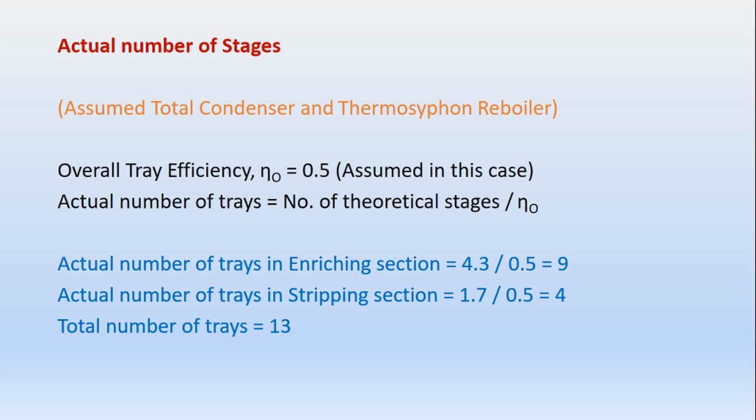So total number of trays in the column is 13. All these stages are trays, because we don't have a kettle type reboiler or a partial condenser in this problem. So all the stages are trays or plates. So there are 13 trays in this column.